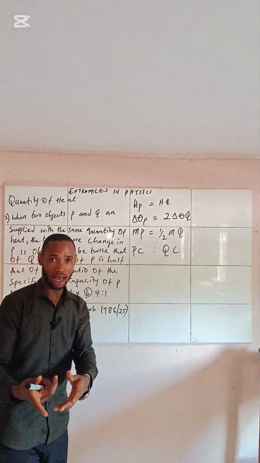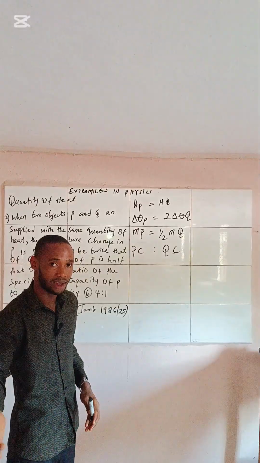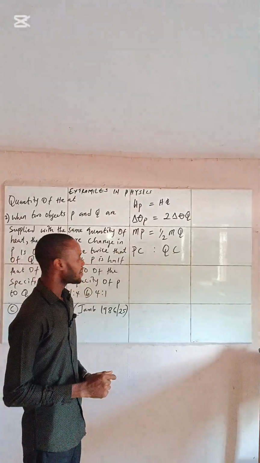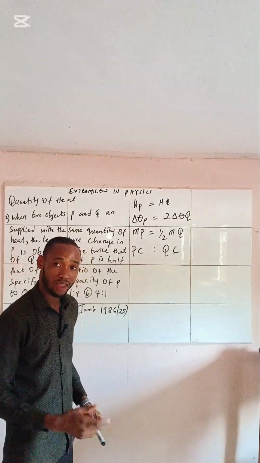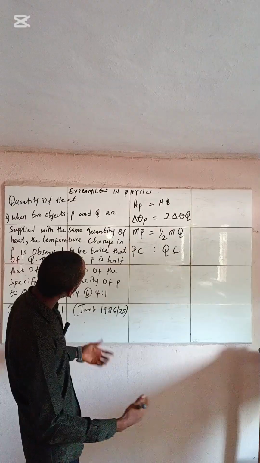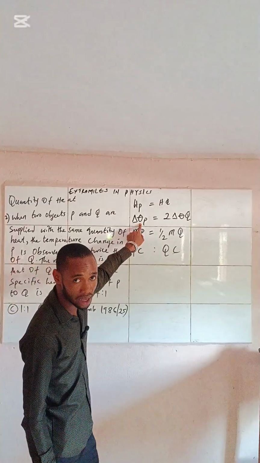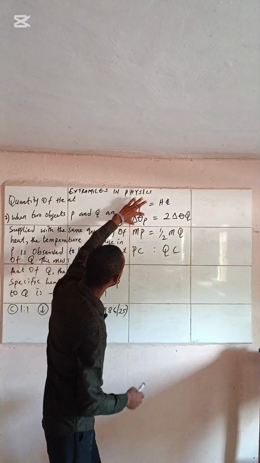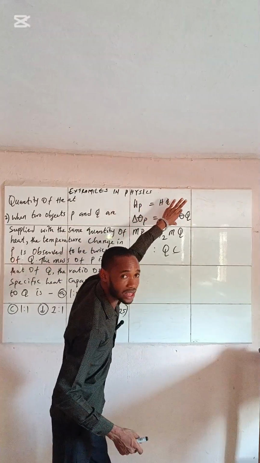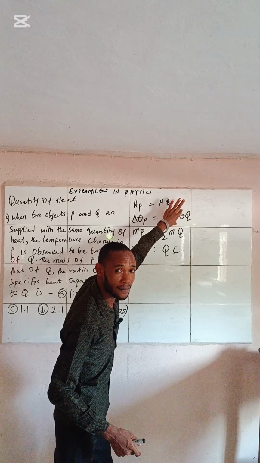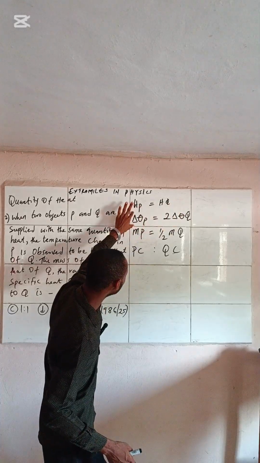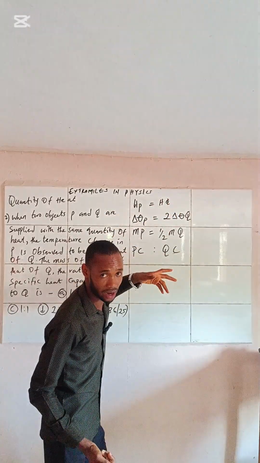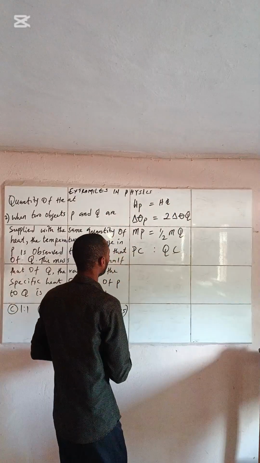We're still going to use our formula that heat loss is equal to heat gain. The next thing is to check which of them is losing heat. That is very important. How do I know which is losing heat and which is gaining heat? From the temperature. Your temperature will tell you. The temperature change of P is twice that of Q. It means that P is losing heat, while Q is gaining heat.